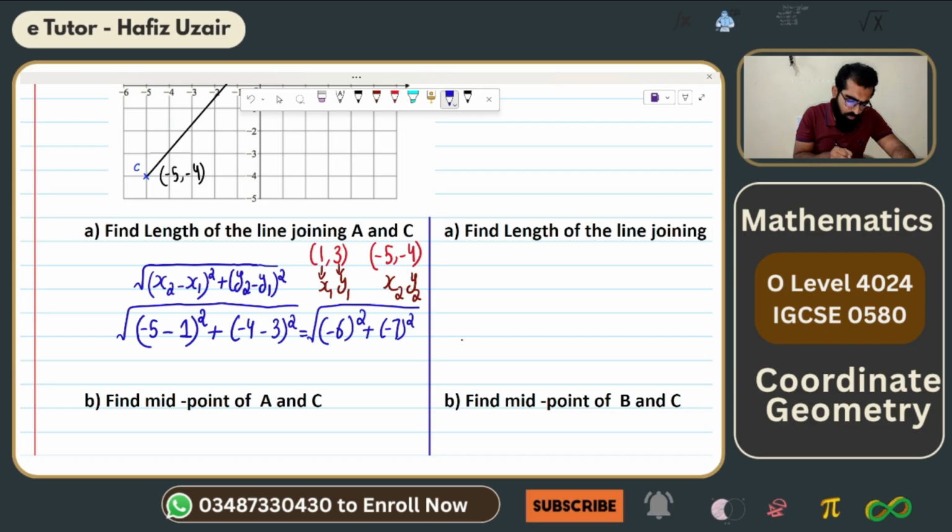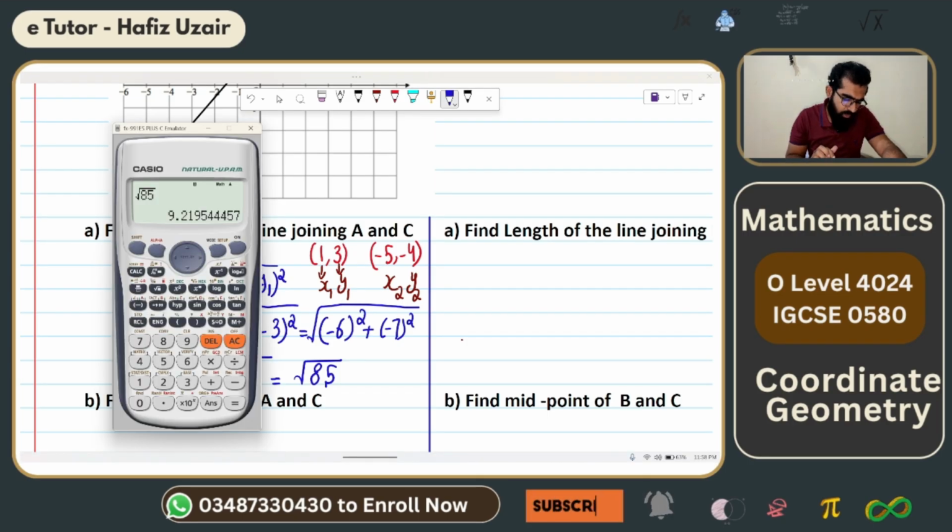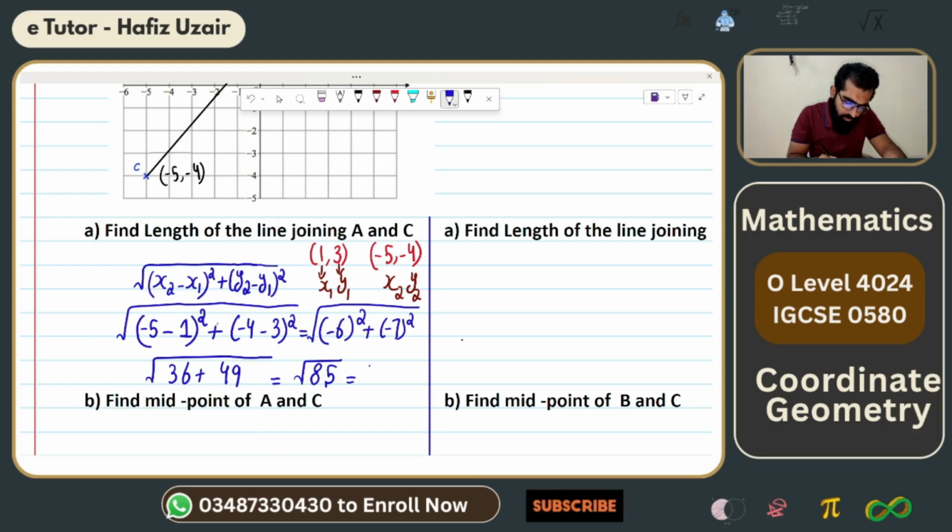Okay, the square of a negative number is always positive, so minus 6 square is 36 plus 49. This will produce square root 85. You will simply put this value of square root 85 on the calculator. It's 9.219. So up to 3 significant figures it is 9.22. So the answer for the length of this line segment is 9.22.